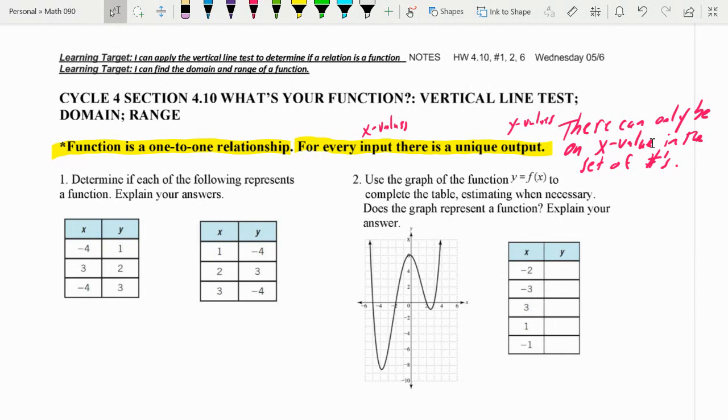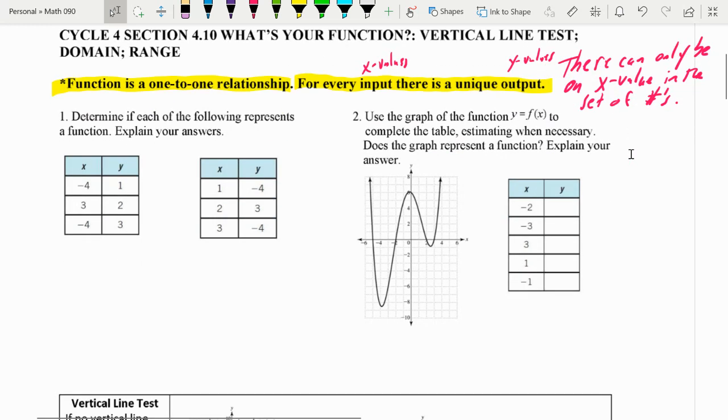All right, so let's look at this first one. Determine if each of the following represents a function. Explain your answers. Well, right away, what am I noticing? I'm noticing two x values, and with the x values, the y's are different. So is this thing a function? No, not a function.